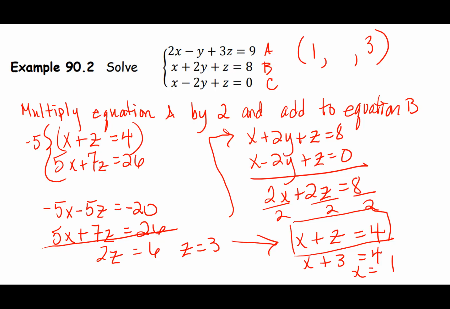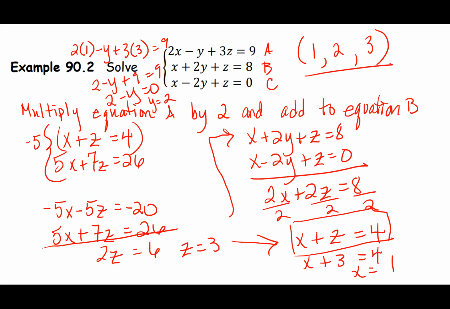I'm going to use, it doesn't really matter, the first equation. So 2 times 1 for x minus y plus 3 times 3 for z. That's supposed to equal 9. So 2 minus y plus 9 equals 9. So 2 minus y equals 0, which means that y must be 2. So y equals 2. And there it is. 1, 2, 3, x, y, z.